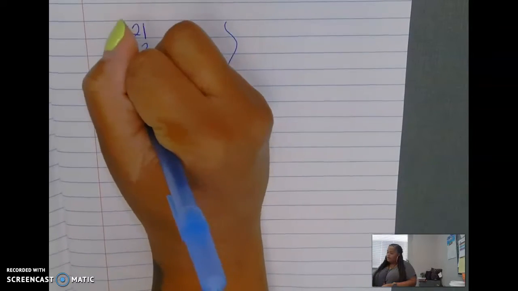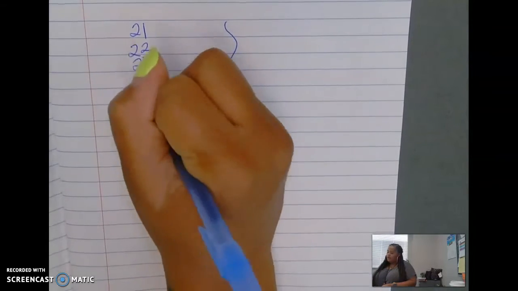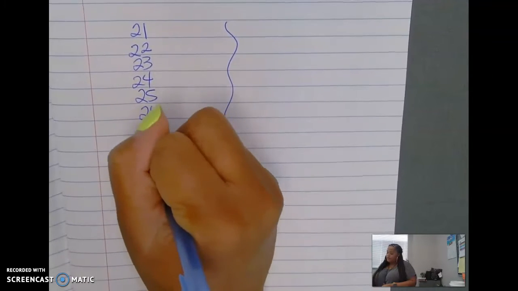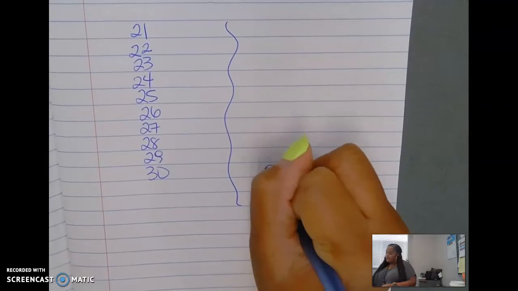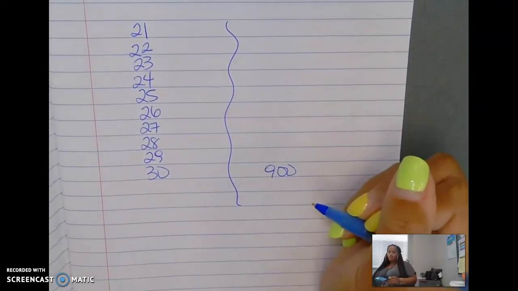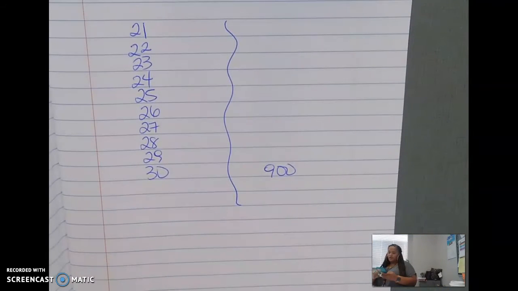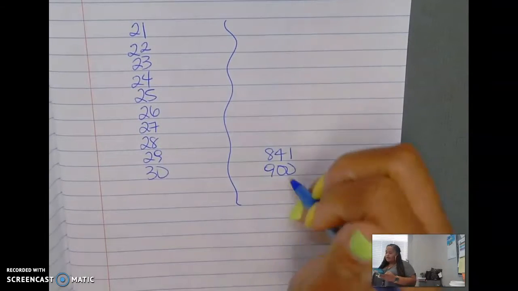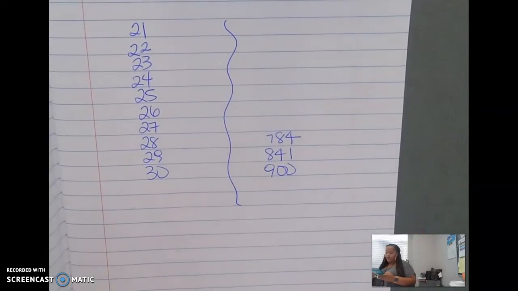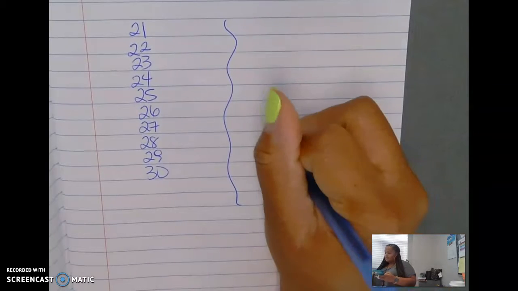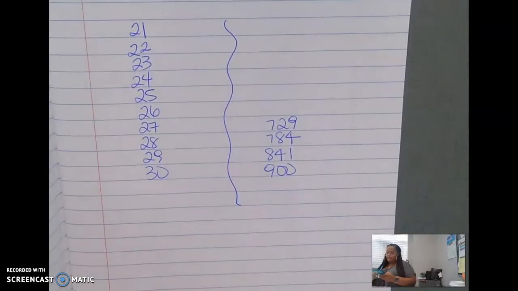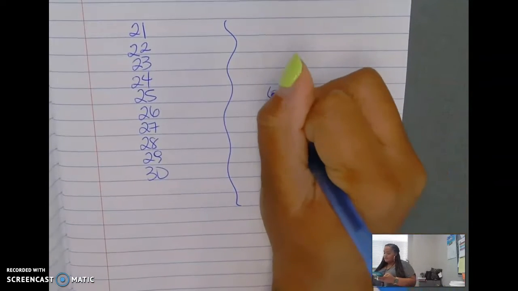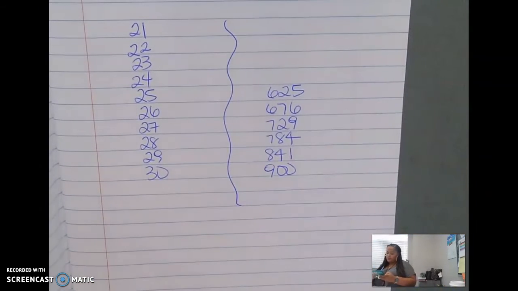22, 23, 24, 25, 26, 27, 28, 29, 30. That's 900. Okay, so I'll do 29 squared. I'm going backwards now. 841. 28 squared, 784. Sorry, I have not memorized these. 729. 676. 625. I know that one.